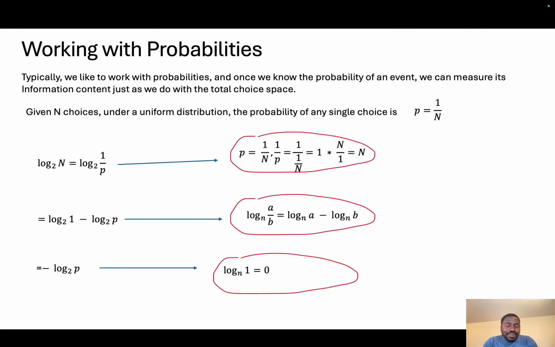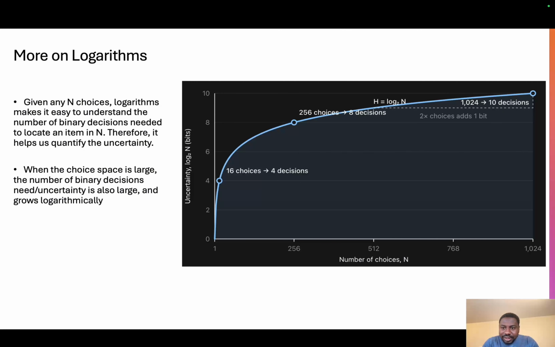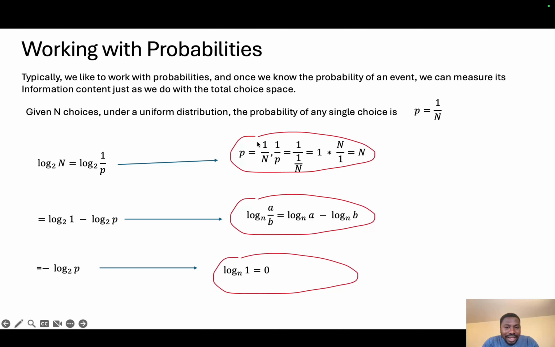In reality, we don't like using the total number of choices. We typically work with probabilities instead, because the number of choices tells us, given this total number of choices, the information content of the set of choices, right? But we are typically interested in just a single item out of many items, and so we like to work with probabilities. If you think about probability, given n items, the probability of any single item is 1 over n. And this is really interesting, because from this you can easily derive the information content of a single item. So let's look at it this way.